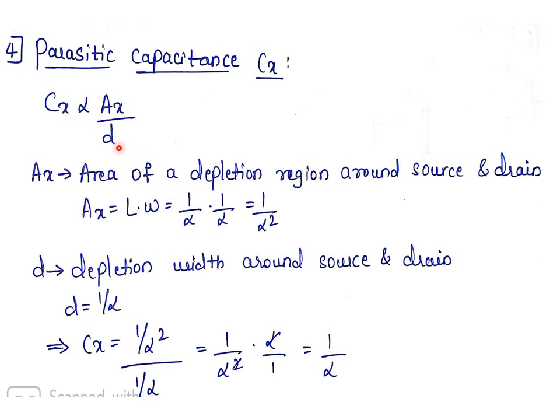Now coming to this d. So this d indicates it's a depletion width around the source and drain. So it is scaled by a factor of 1 by alpha here. Now if I substitute these two values in this Cx, then I'll be getting this 1 by alpha square divided by 1 by alpha. So if I do some simplification, then finally I'll be getting 1 by alpha. So parasitic capacitance will be scaled by this 1 by alpha factor.